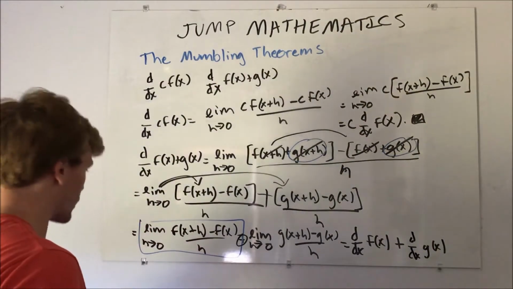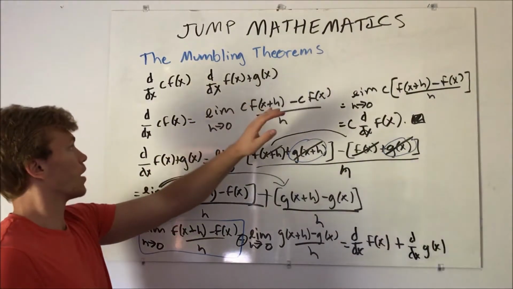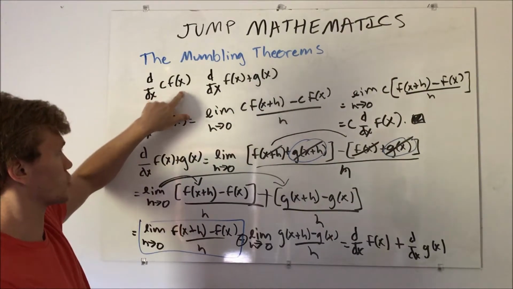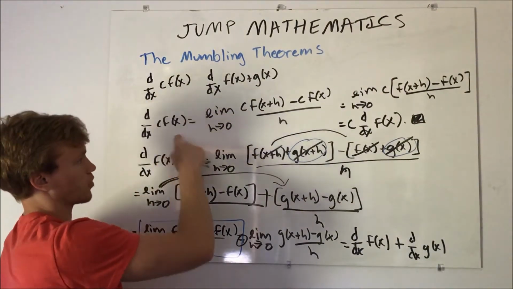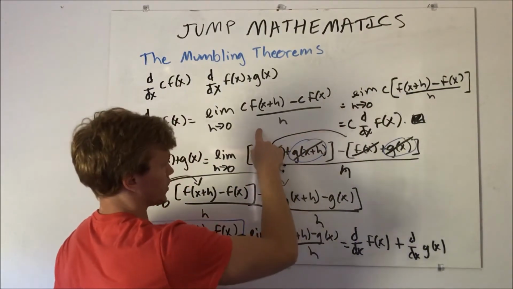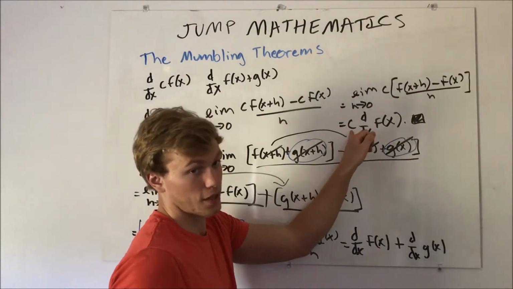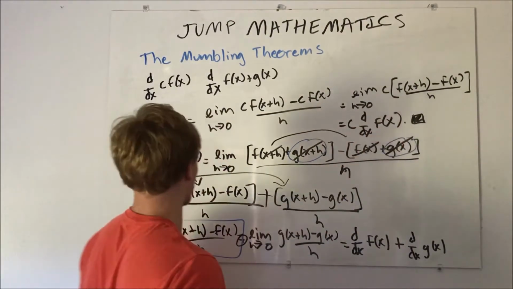So let's go over what we saw today. The first thing we saw was how to differentiate a constant times a function. We went through a 3-step proof to see that the derivative is the constant times the derivative of the function. All you have to do is write the constant down and then go ahead and differentiate like normal.